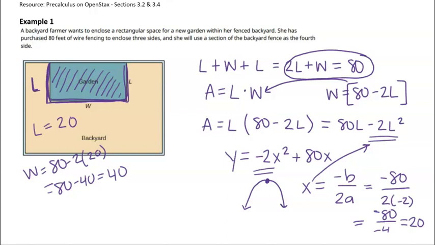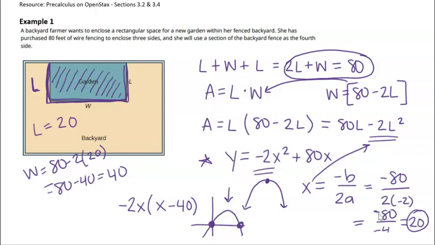Another way that I could have solved this as well, just for reference, is I could have factored out a negative 2x and seen that the zeros of my quadratic would be at 0 and 40. The vertex, or the maximum of a quadratic, will always be in between those two zeros, which would have been 20 as well. So either way, you could have solved the problem by finding 20, either using the vertex formula or using the zeros.